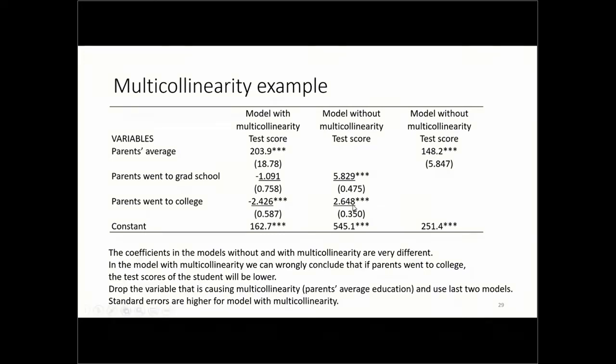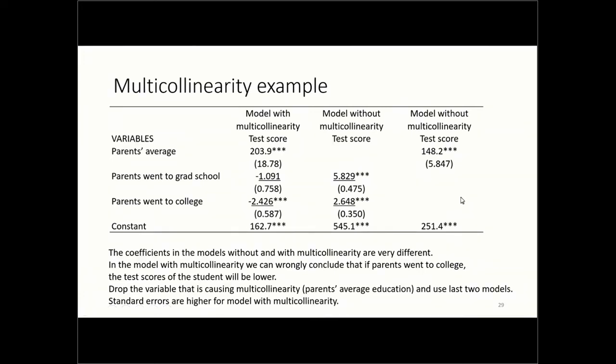coefficient. So when we have a problem of multicollinearity, we could wrongly conclude that if their parents went to college, the students' test scores are actually lower. And again, this is a wrong conclusion. What we are advising in this case is that because the parents' average education was very highly collinear, we should drop this variable and use this model instead. That would be a lot better model to use. Alternatively, we can just use this variable, but then we should not be including these other two variables.